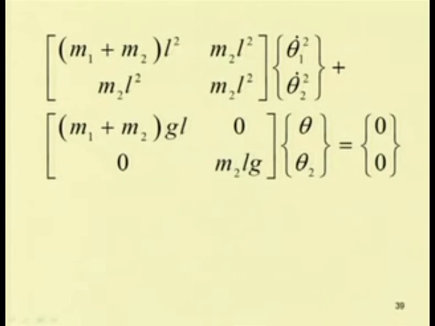So, if one writes the equation in matrix form, it will be [(m1 plus m2) L square, m2 L square; m2 L square, m2 L square] times [theta 1 double dot; theta 2 double dot] plus [(m1 plus m2) g L, 0; 0, m2 L g] times [theta 1; theta 2] equal to [0; 0]. In this case, this part is known as the mass matrix of the system and this is the stiffness matrix of the system.